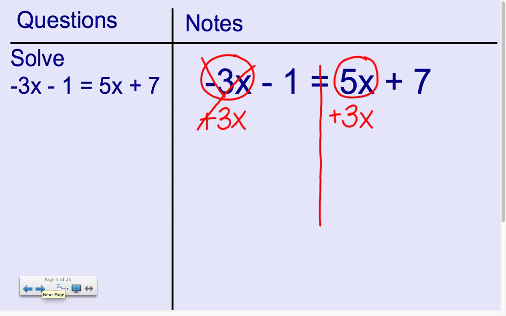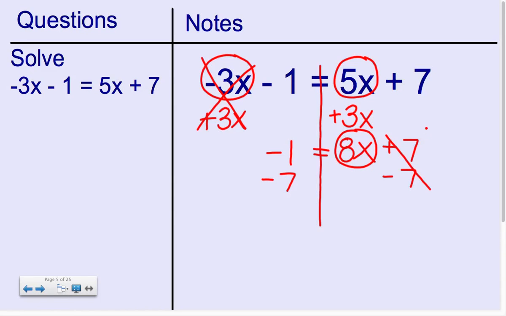Negative 3 and 3 make 0. Bring down my negative 1. 5 and 3 make 8. Plus 7. My couple is 8x. So I subtract 7 on both sides, my third wheel. Those make 0. Negative 1 and negative 7.